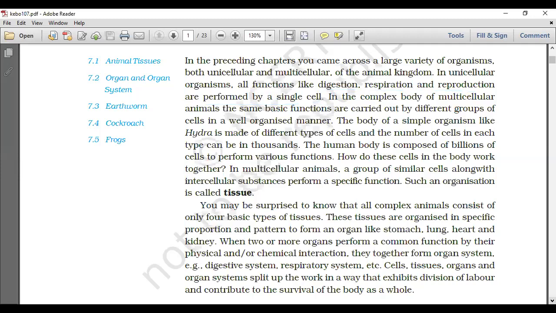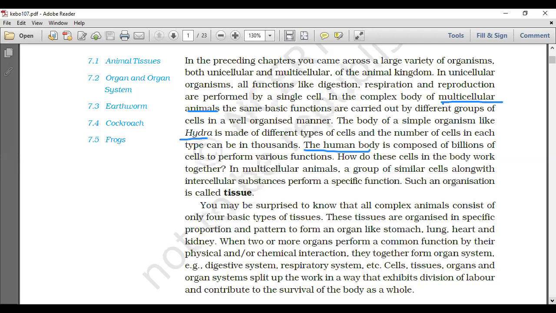In the complex body of multicellular animals, the same basic functions are carried out by different groups of cells in a well-organized manner. The body of a simple organism like Hydra is made of different types of cells, and the number of cells in each type can be thousands. The human body is composed of billions of cells to perform various functions.